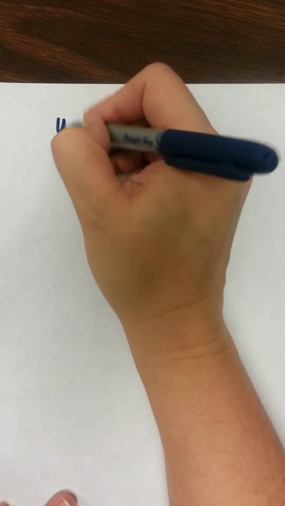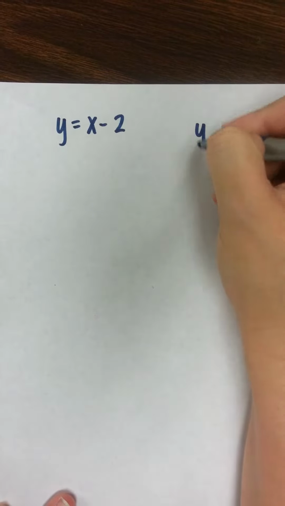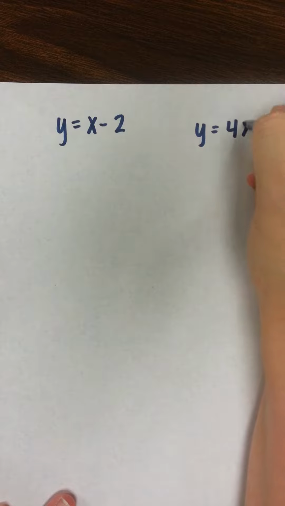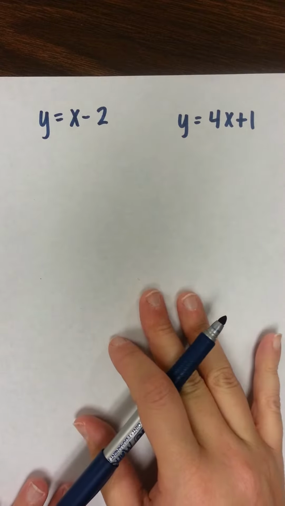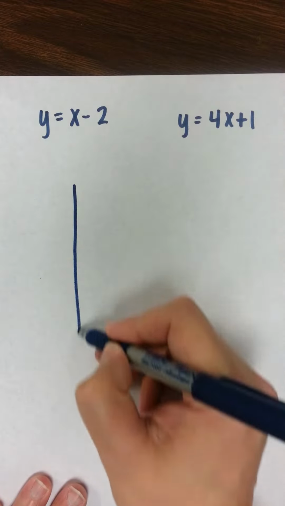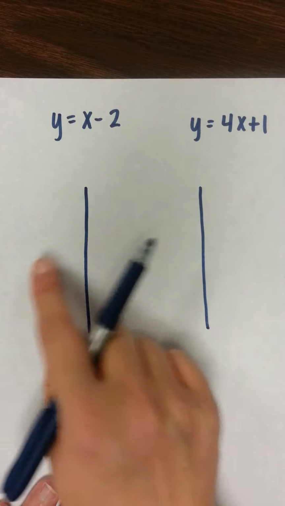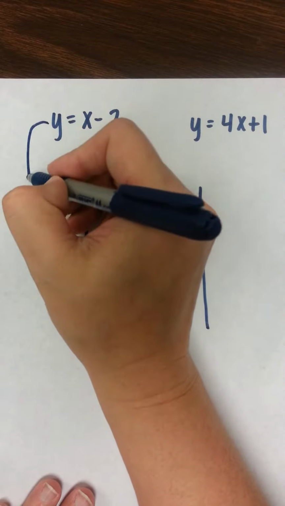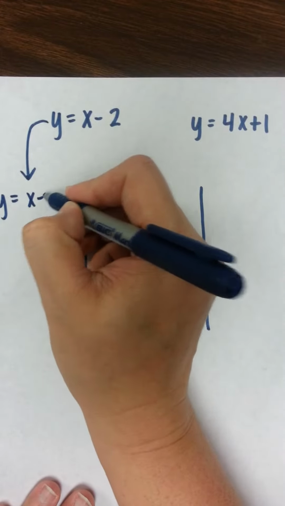So let's look at the next problem. We have an equation, y equals x minus 2, and y equals 4x plus 1. We want to solve this system by substitution, so we're going to start with our three columns. In the first column, we're going to pick one of the equations. I'm just going to pick the first equation. I have y equals x minus 2.